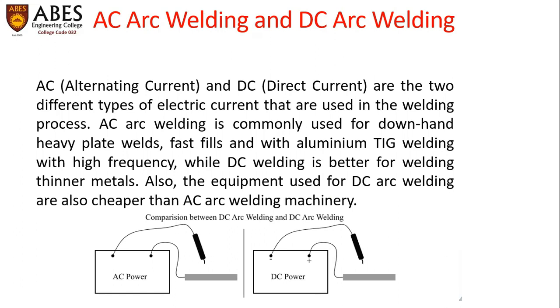Now, there is a categorization in arc welding which goes like AC arc welding and DC arc welding. AC, or alternating current arc welding, and DC, which stands for direct current. Alternating current and direct current are the two different types of electric current that are used in the welding process. AC arc welding is commonly used for downhand heavy plate welds, fast fills, aluminum TIG welding with high frequency, while DC welding is better for welding thinner metals. Also, the equipment used for DC arc welding is cheaper than for AC arc welding. You can see the difference between AC and DC arc welding in the schematic given below.